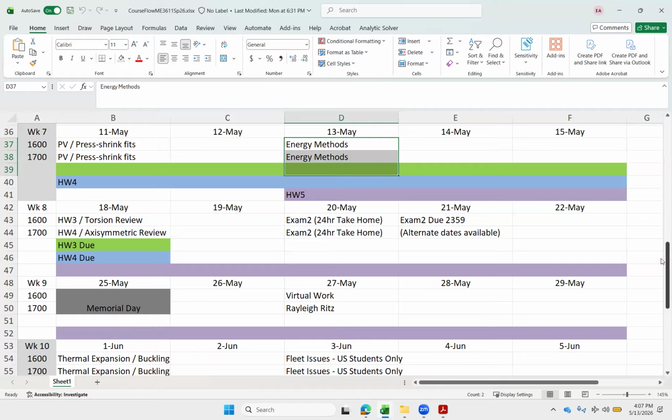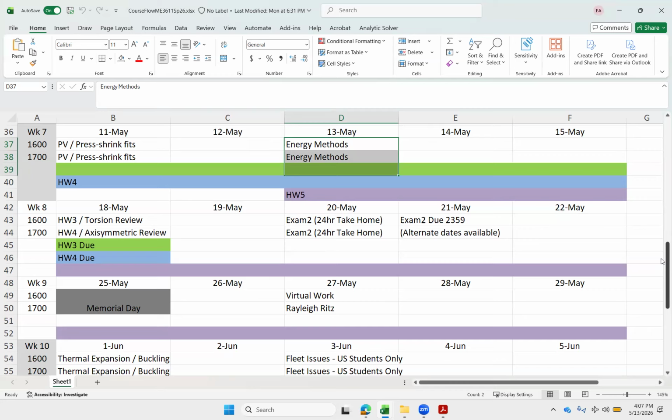Then we've got Memorial Day the following Monday, and Wednesday the 27th. So 2 weeks from today, we're going to jump back to energy methods. We'll look at virtual work and this Rayleigh-Ritz method. If you don't like free body diagrams, this will be your time to shine.